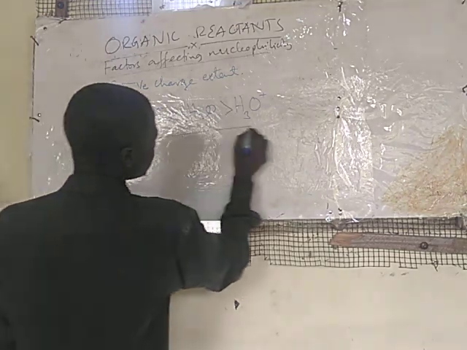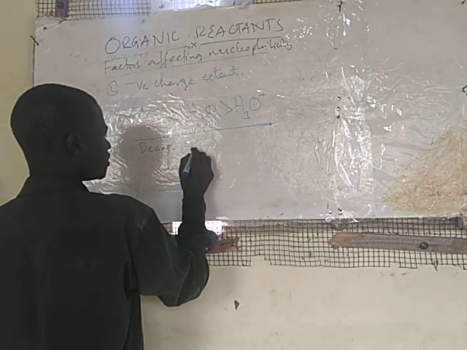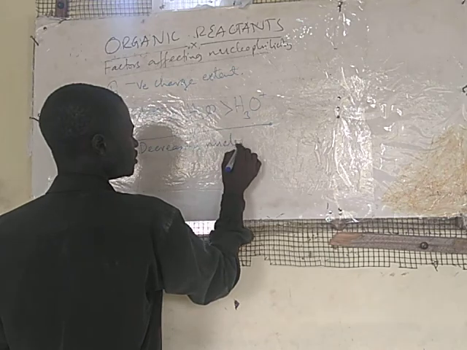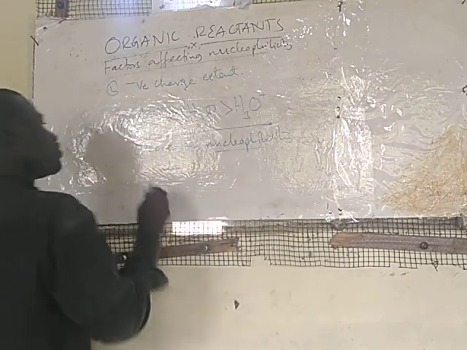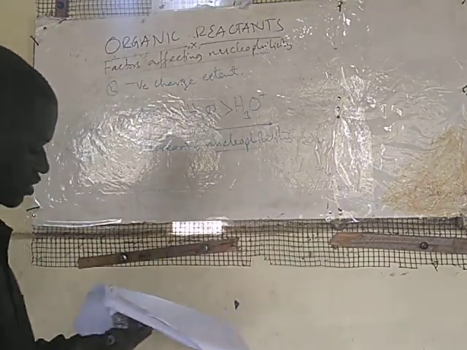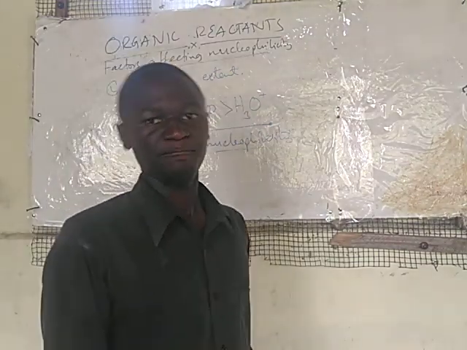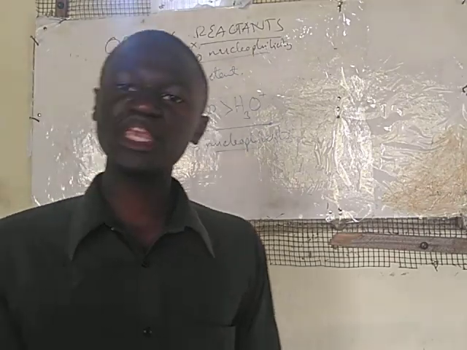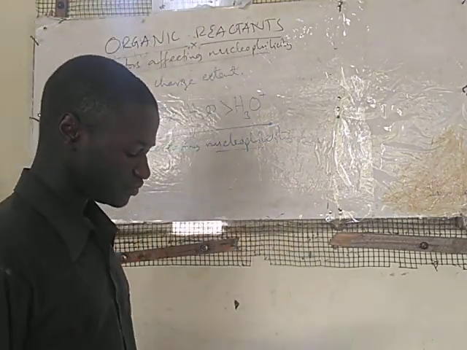So when we are going this way, we are decreasing nucleophilicity. Why? Because this one is rich in electrons. This one is neutral. But this one is deprived of electrons. Being deprived of electrons, it is like someone who has run out of money. Even to give to your friend will be hard, because you yourself are poor. This is how we apply it in the concept of nucleophilicity.